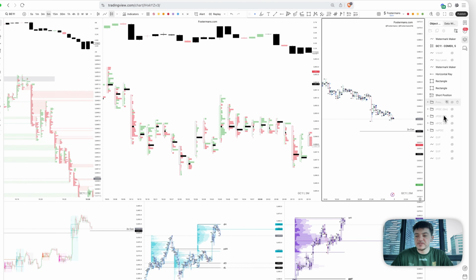Are buyers stepping in, are buyers being rewarded, are sellers stepping in, are sellers being rewarded? If they're not being rewarded, well, then that's an anomaly, and I kind of want to hop in on that. So that's pretty much the main way.